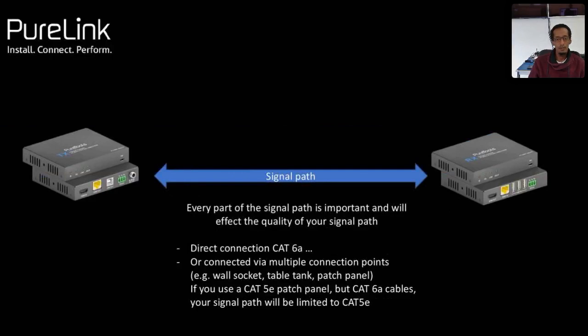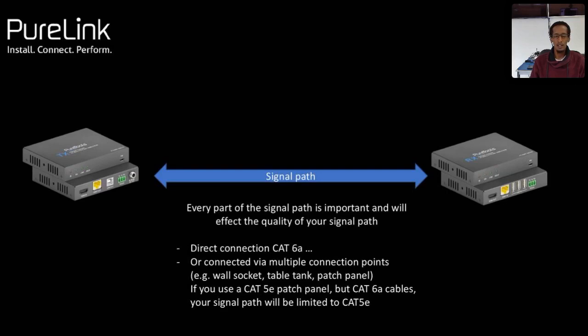So the most important thing is that every single part in your HDBaseT installation, in your signal path, is important. We just spoke about an HDBaseT certified cable. We spoke about a Cat6 cable. You should use a Cat6A cable to have the 500 megahertz. But usually in a regular installation, you do not connect a transmitter directly to a receiver. You have maybe a floor tank, you have a wall socket, or you have a patch panel. All those devices need to be on the same category.